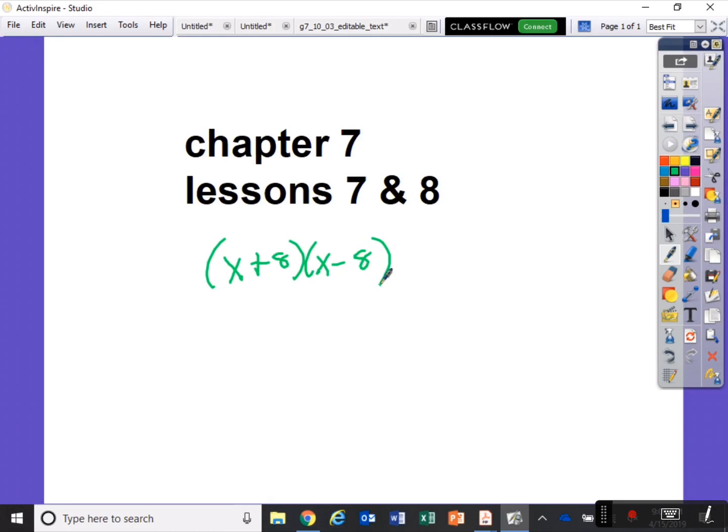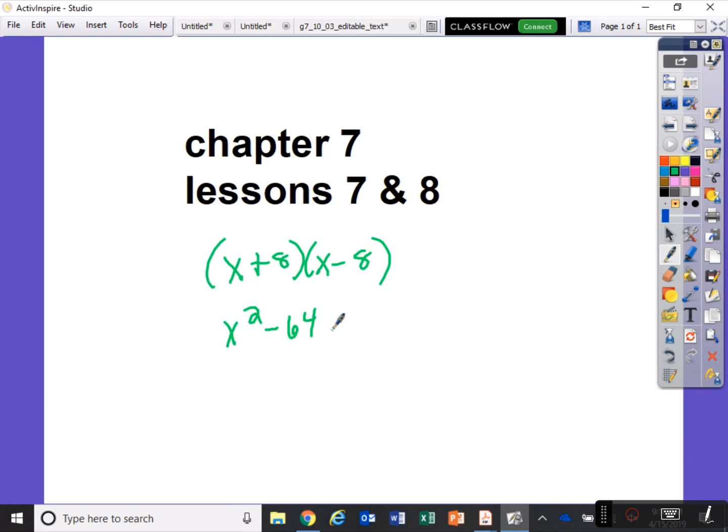Did we have to go through every single step to do those? What was the shortcut? First times first, last times last. So x times x is x squared, positive 8 times negative 8 is negative 64. So this was one of the only times that it did not give us a trinomial. It gives us a binomial, just 2 parts, correct? Well, now we're going to learn how to go backwards from that, which obviously is pretty simple.